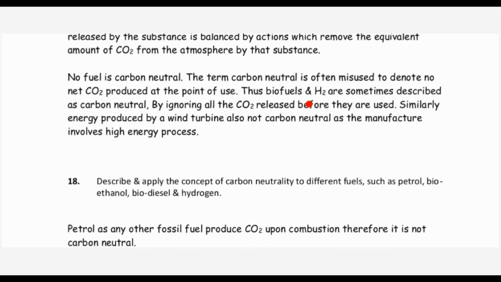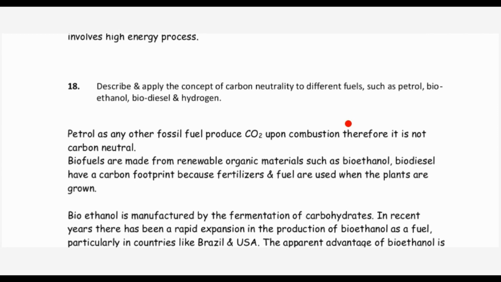The term carbon neutral is often misused to denote no net carbon dioxide produced at the point of use. Thus, biofuels and hydrogen are sometimes described as carbon neutral by ignoring all the carbon dioxide released before they are used. For example, if you're driving an electric vehicle, already you have done the pollution somewhere in the world. At the point of using it, there's no pollution, but pollution is already done. Similarly, energy produced by a wind turbine is also not carbon neutral, as the manufacture involves a high energy process.